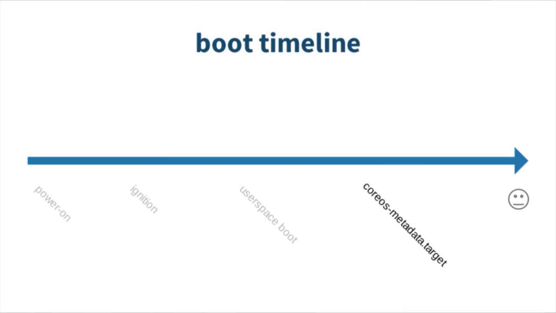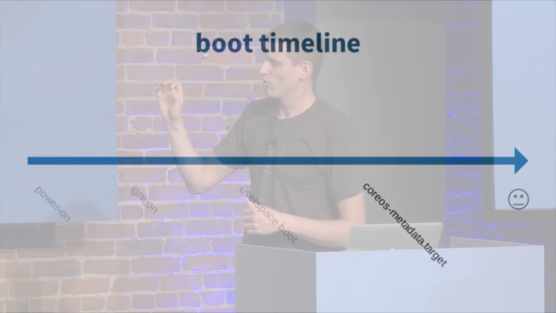If we have this, for example, CoreOS metadata target, any services which depend on this metadata just need to depend on the target. And they are, through systemd's mechanisms, guaranteed to be started after we have the metadata necessary to configure this machine. So at this point, we've got a very happy user.